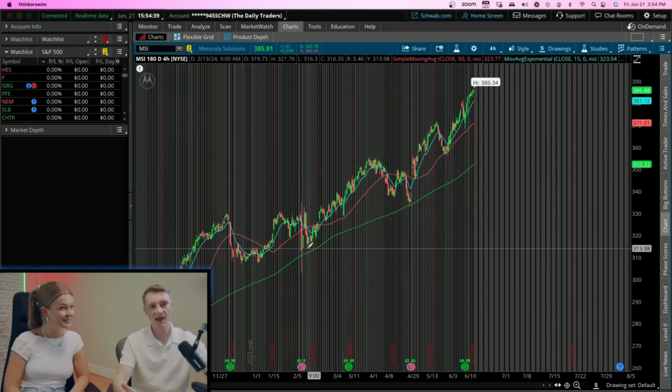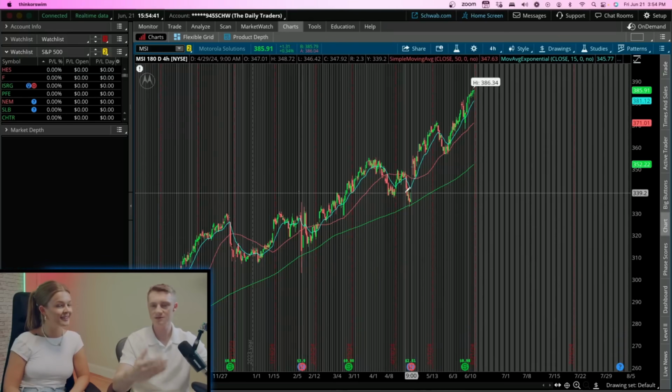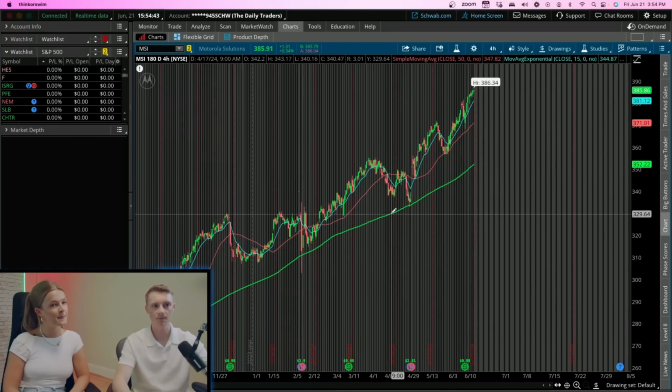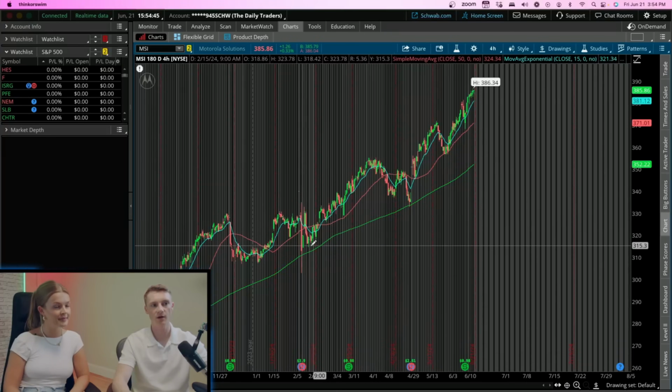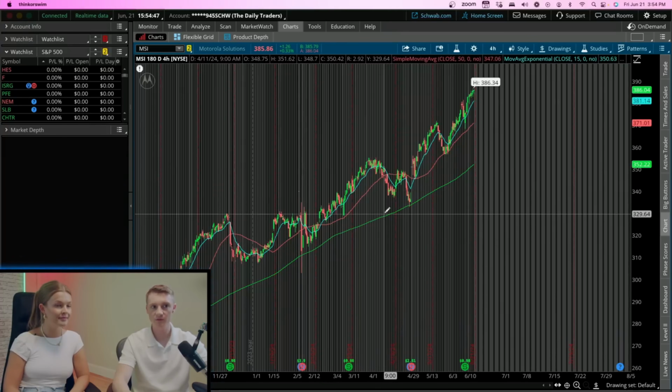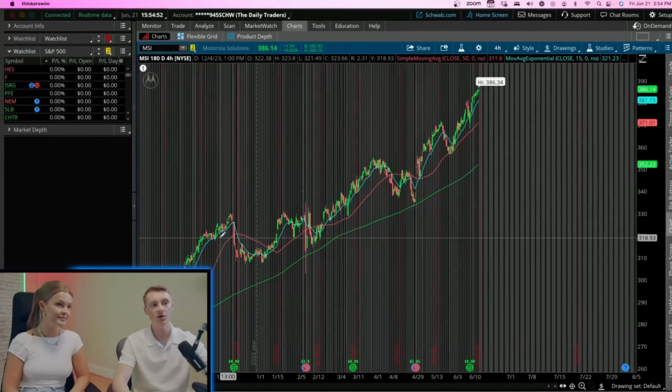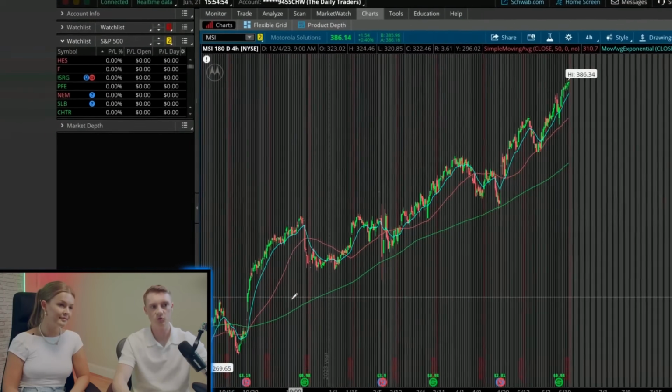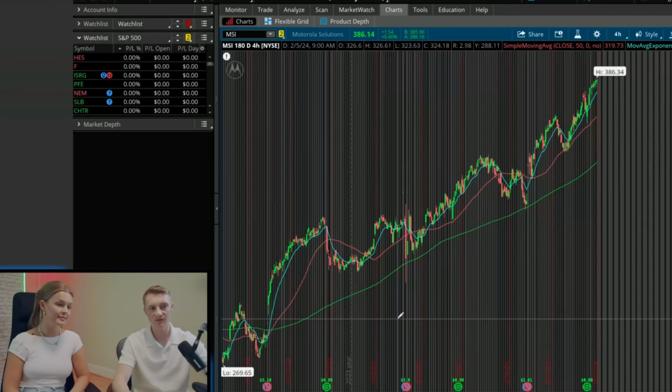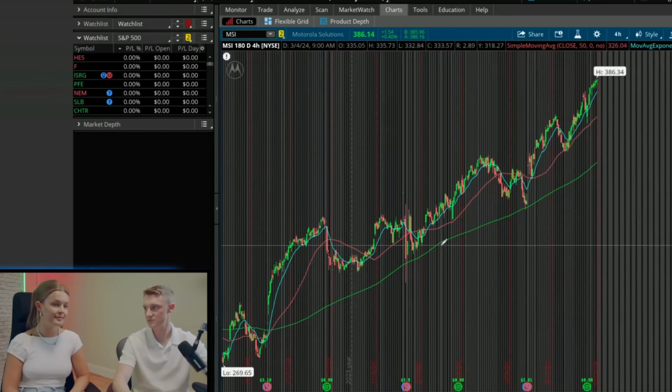So it's respected. And what we'd do in this case is we'd say, hey, this level is acting as support. Candles are trading above, which means this moving average is acting as a support level. Now, it could work in the other way where the candles were trading below the green line. And if that was the case, it would be acting as a resistance level.